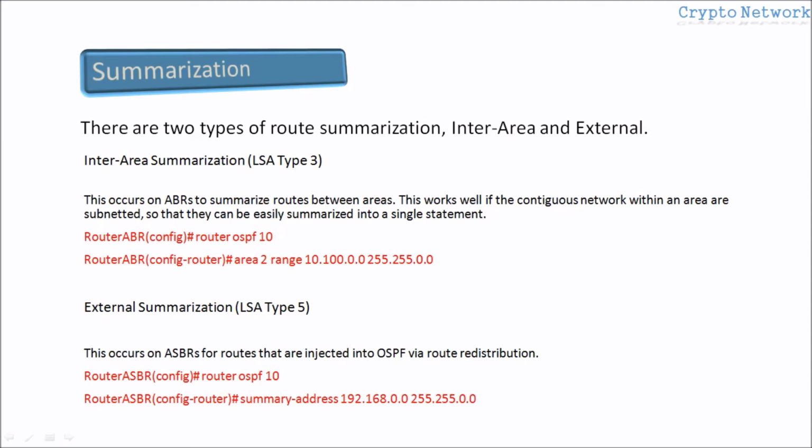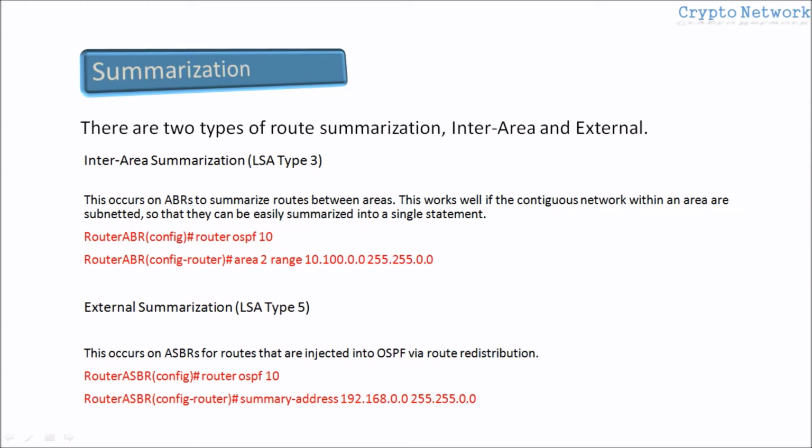Under the OSPF process, we have to enter the summary address with the summary of the network and the mask. That's it. One should know how we summarize the routes in order to perform these activities.